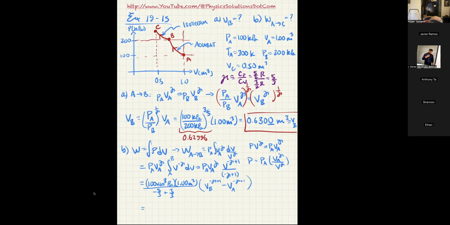So this is going to be negative 5/3 plus 3/3, which is negative 2/3. So this is going to be negative 1.5, because 3/2 is 1.5, times 100 times 10 to the third. This gives me negative 1.50 times 10 to the 1, 2, 3, 4, 5. Now, the VB to the negative gamma power, that's supposed to be 0.630.